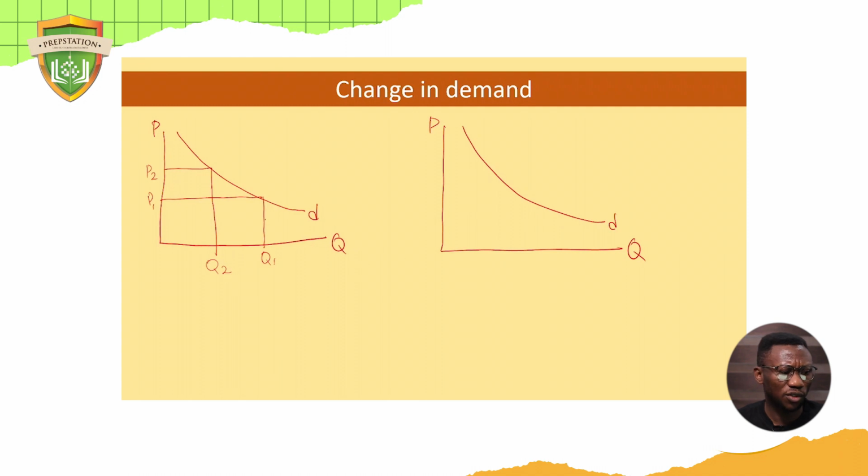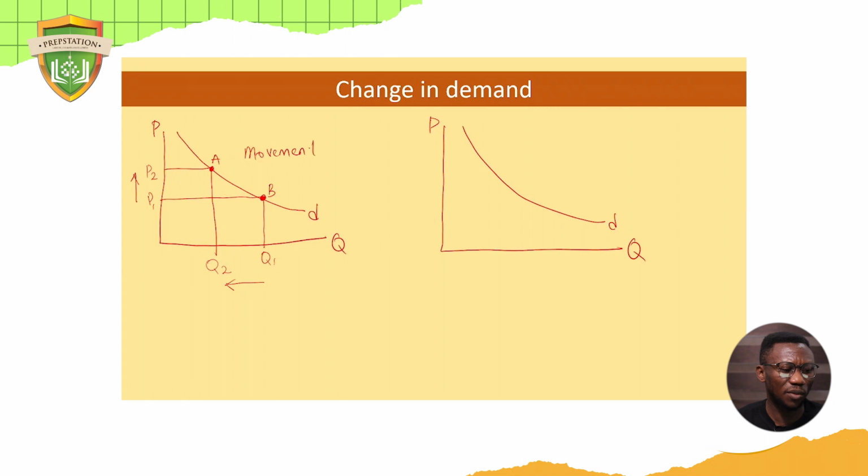If you look at the first one, there is a first point here where P2 is equal to Q2, and in the second one, there's also a point here where P1 equals Q1. So let's say we call this point A and we call this point B. The price went up and quantity demanded decreased. What do we call this? We call this a movement along the demand curve.